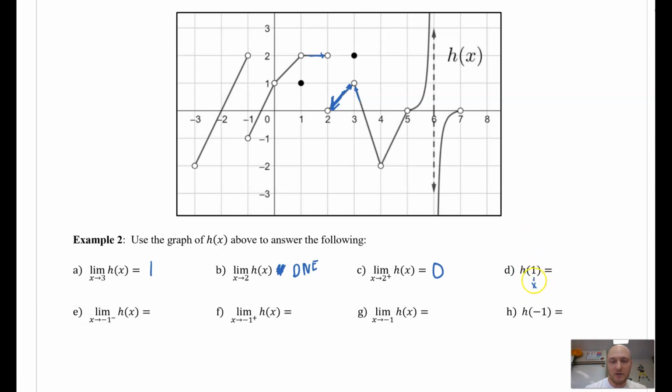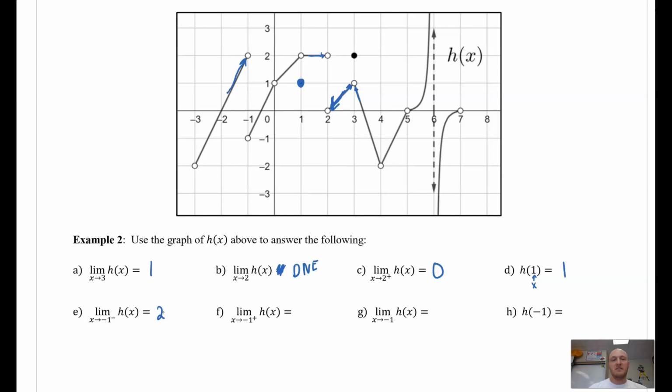This is an x value being dropped into h of x, and the output is right here, and that's just going to be 1. Don't care about the limit. It's just the function. All right, E, what is the limit of h of x as x approaches negative 1 from the left? Okay, so as I go from the left, I'm going up to 2.